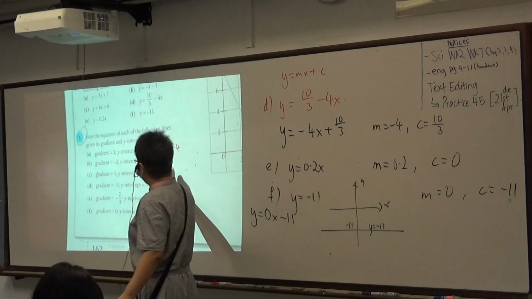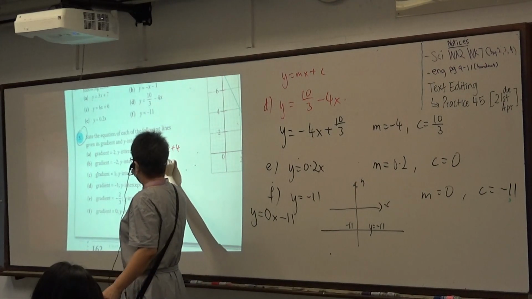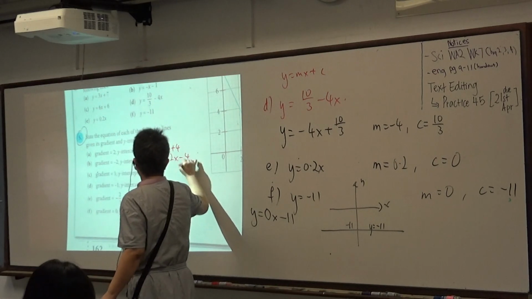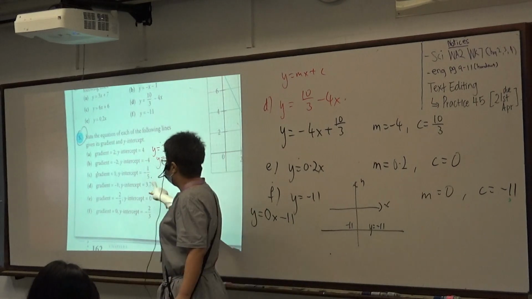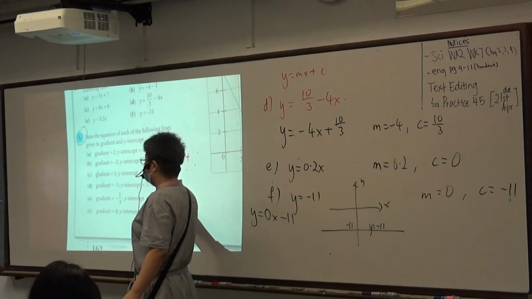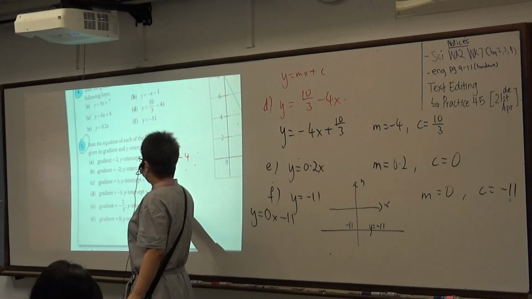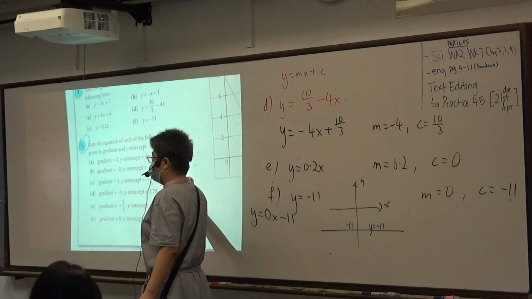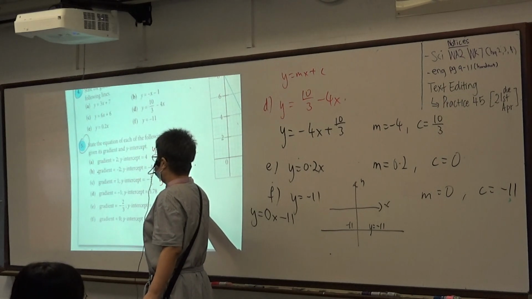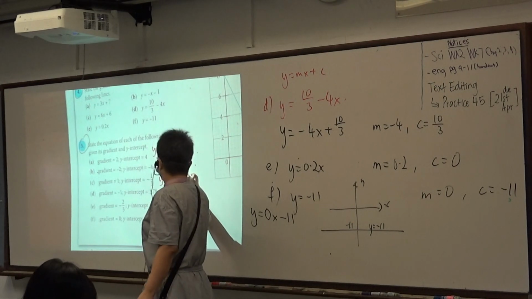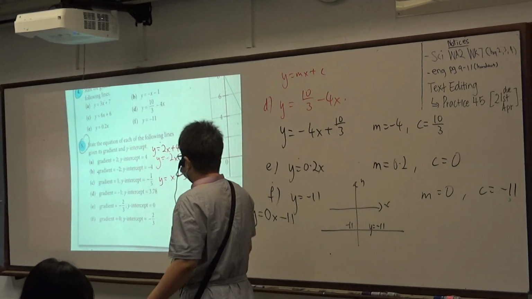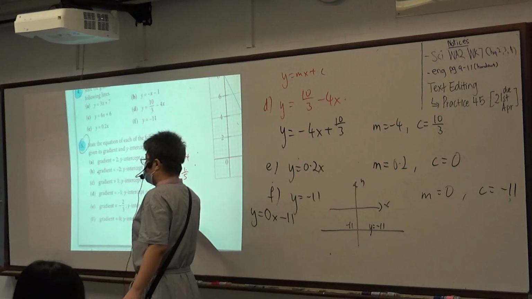Equation for the Jiaxuan. y equals to negative 2x minus 4. Everybody okay? Part C. What's your equation? Part C. y equals to x minus 1/5. Is this correct? Okay. Part D. What's your answer?